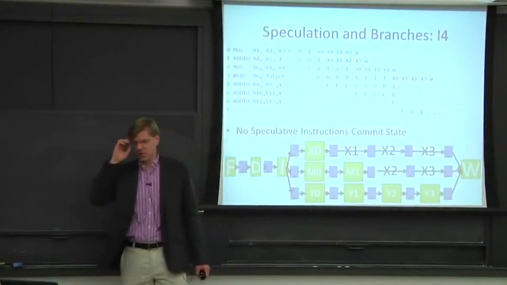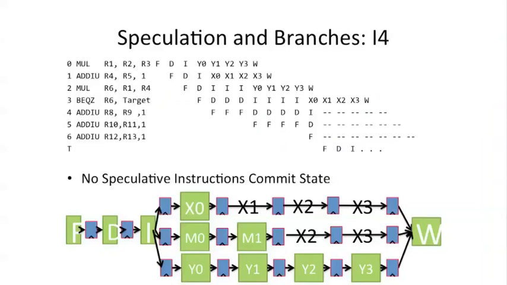Okay, so let's start off by looking once again at our in-order pipeline, or I4 for short. And let's look at what happens on a branch. So here we have some code. Instruction 3 is a branch. It branches to target T here.